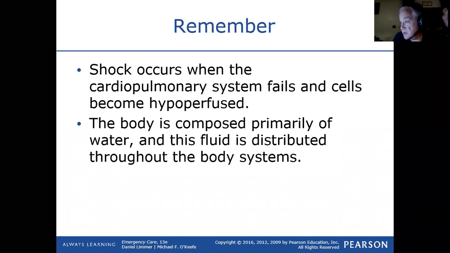Okay, so we know the body is mainly water, and that was basically, I thought there was one more slide, but the body is mainly composed of water, and we have to have water to be able to stay alive, okay? So let's see, there's a couple of questions that popped up, and then we'll see if anybody else has any questions.